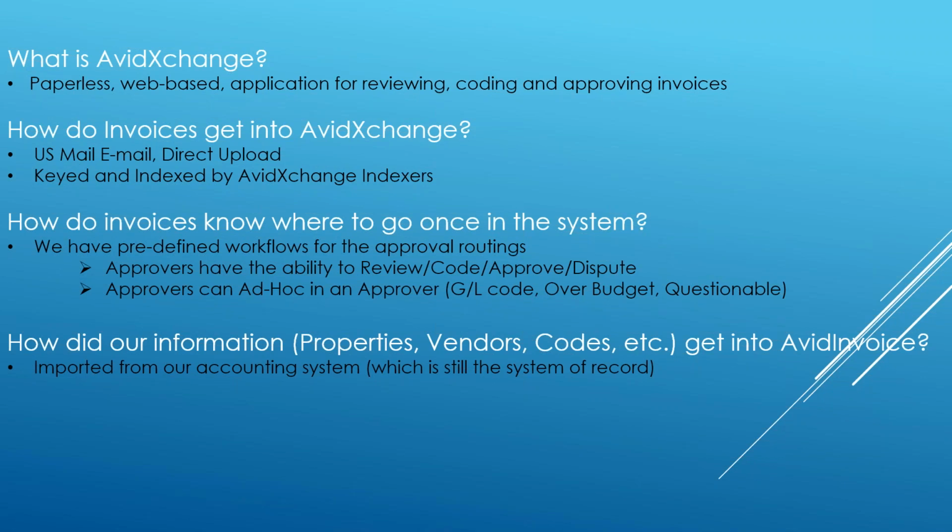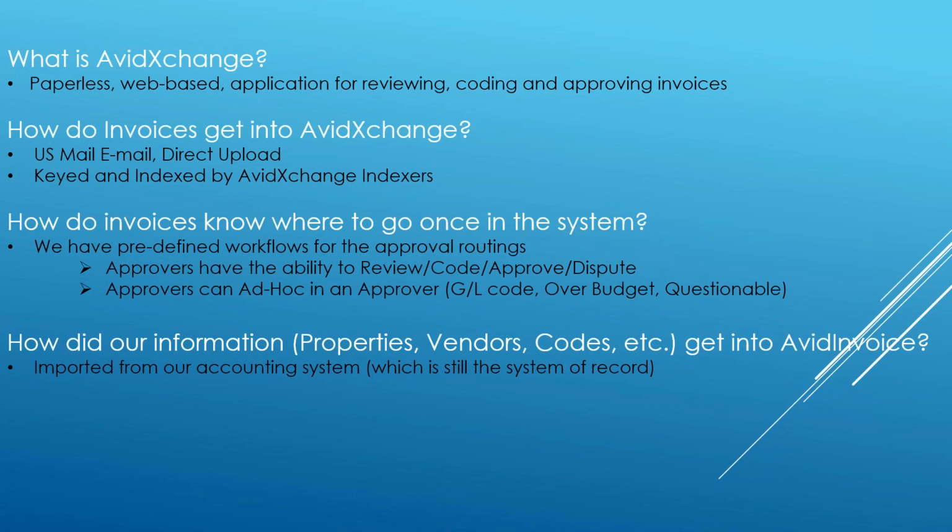Approvers can also ad hoc an approver. So why would we ever ad hoc, and what does ad hoc mean? That's a fancy word for reassigning an invoice. So if you get an invoice in, and let's say that it's over budget, or it's in the capital workflow process, you can actually reassign that invoice to someone else to review and approve. And then it comes back to you, back into your queue, for you to finalize. So that's all ad hocing is, just reassigning to someone else as an additional step or an additional approver.